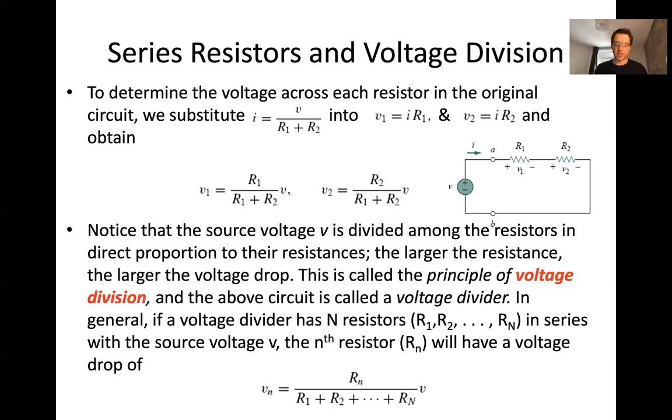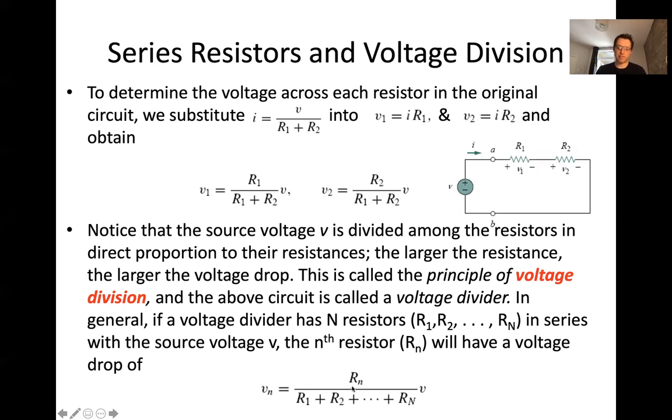Okay, so in other words, the voltage drops across a resistor in a series circuit is proportional to the resistance of the individual resistor. And so the battery voltage or the source voltage V is divided amongst the series resistors in direct proportion to their resistance. So in other words, the bigger the resistance here, the more voltage it sucks from the battery.